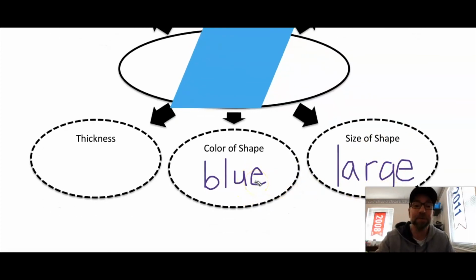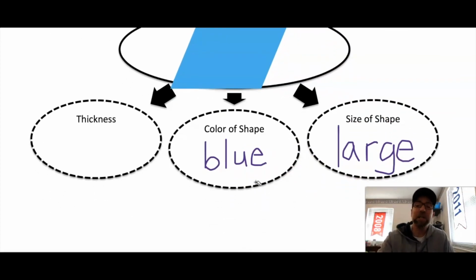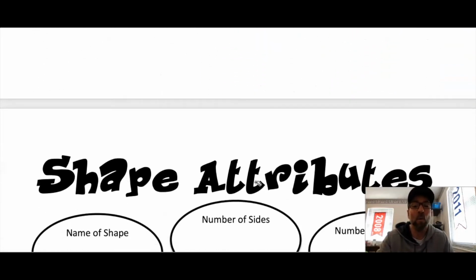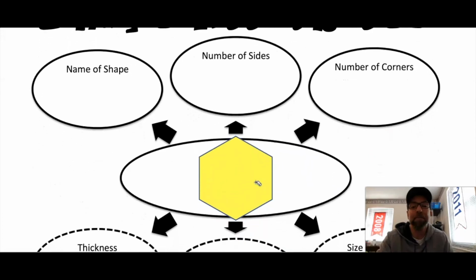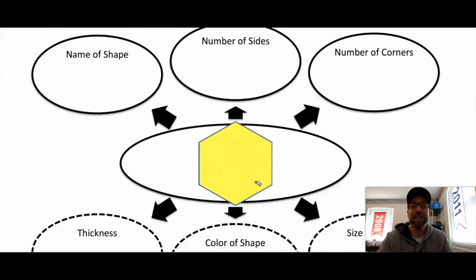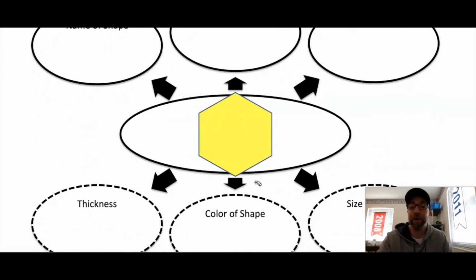non-defining attributes. Go ahead and clear off your shape attribute web, and let's try one more. See if you can solve this one on your own. Go ahead and press the pause button while you finish this. When you're done, press play. See if you got it right.